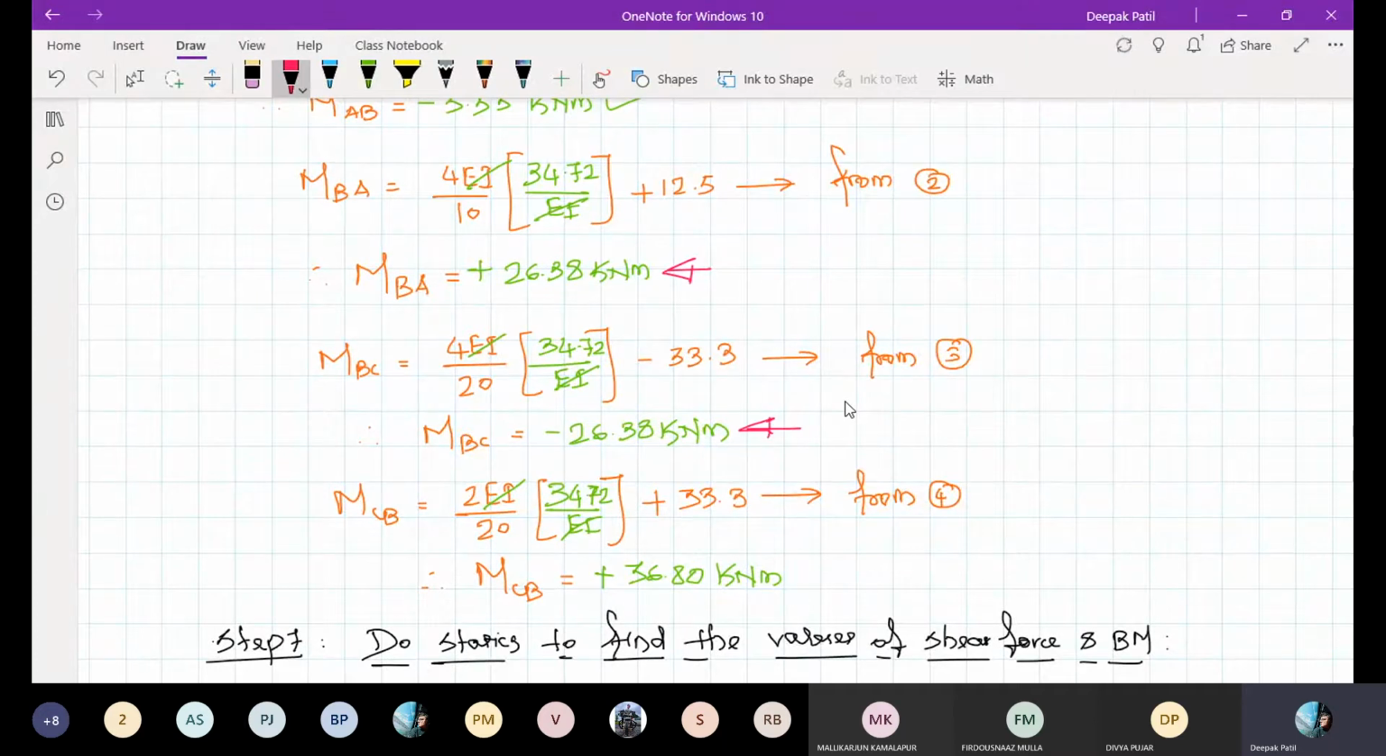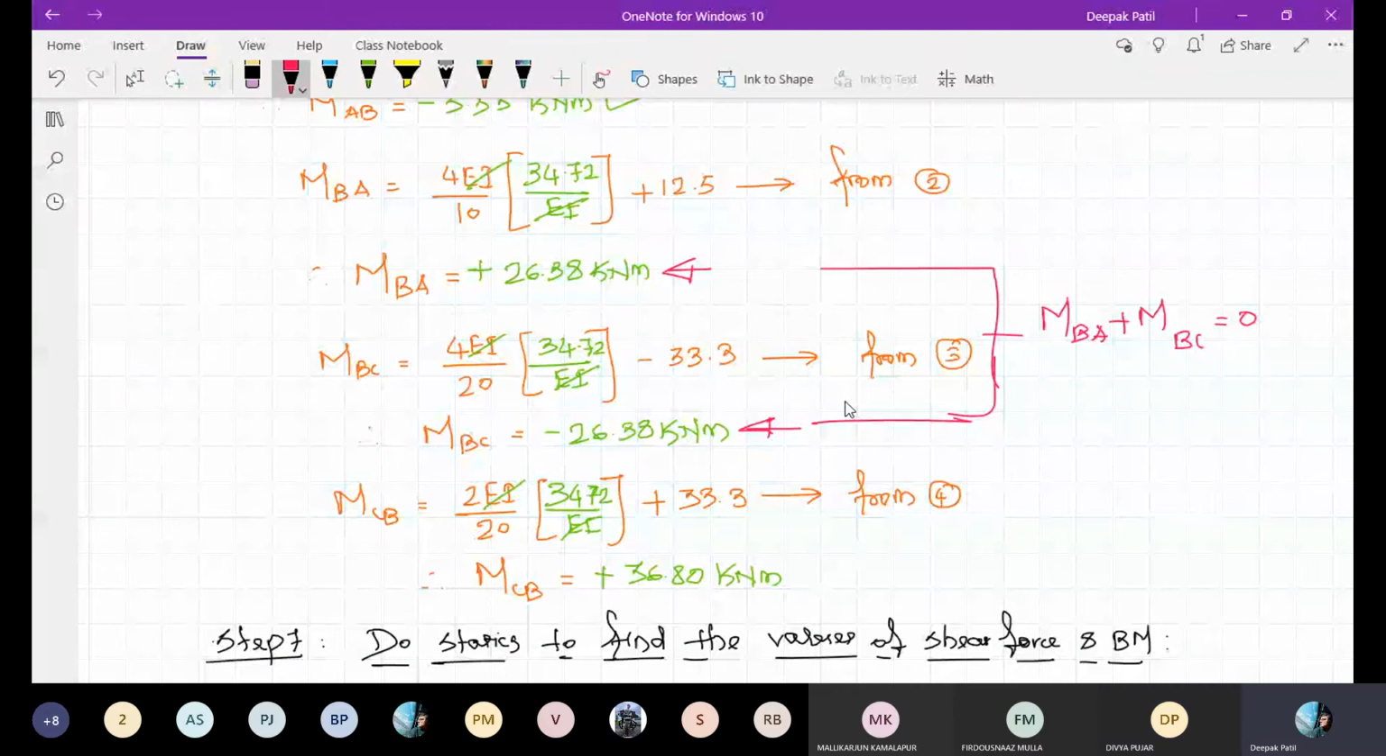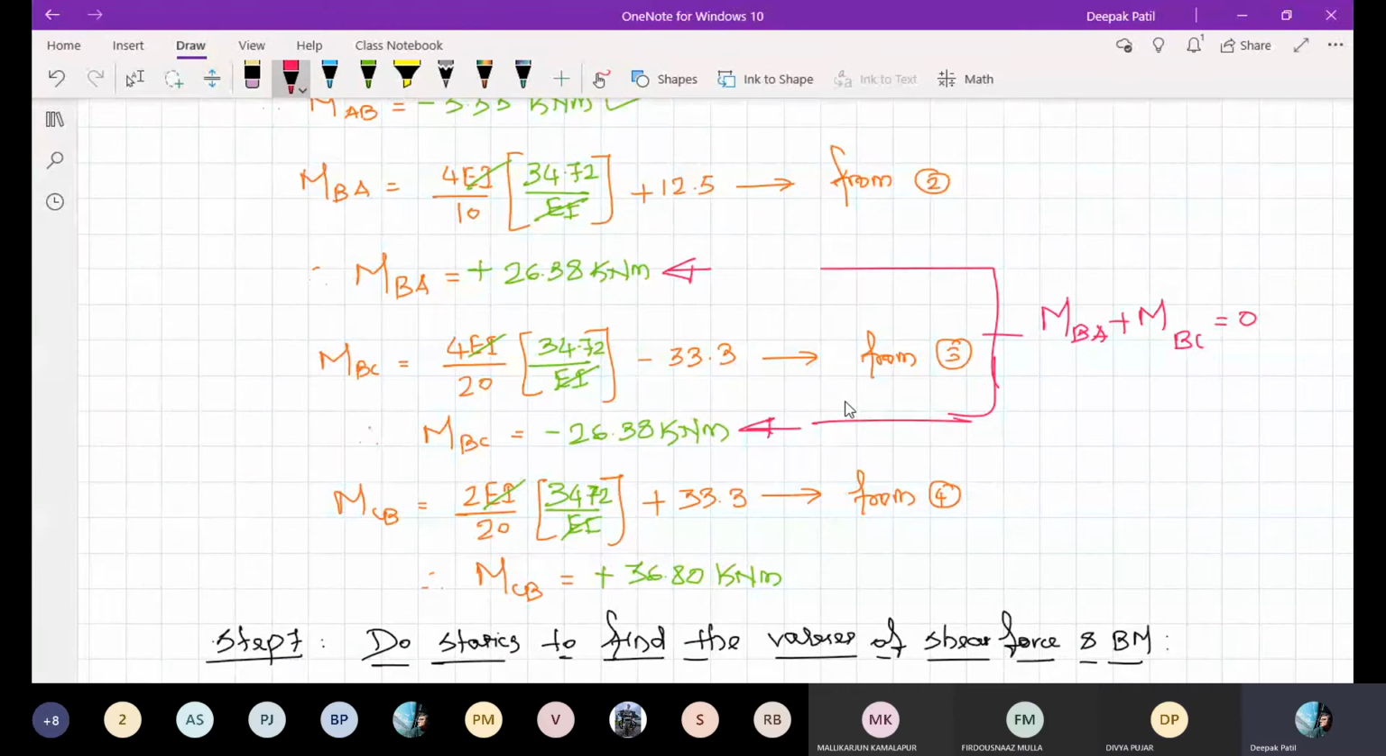It means that from these two values, MBA plus MBC is getting 0. Can you see that? Yes or no? Yes, sir, MBA plus MBC equal to 0, I'm getting. So you should get it like this only.